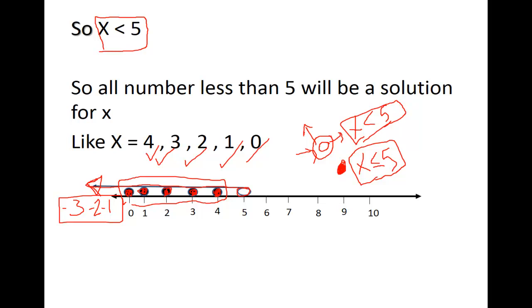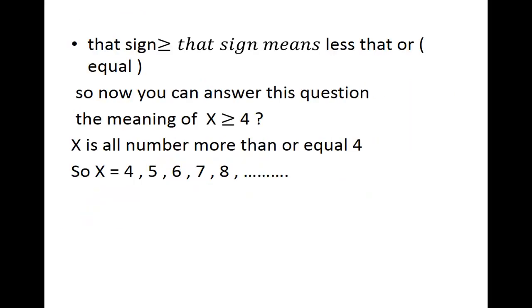So the arrow here means all the negative numbers, or all the numbers below 5, are correct, but we don't have a limit. It means the negative infinity numbers below 0 are correct. Now the equal sign, or more than or equal sign: that sign means less than or more than, or equal. So now you can answer this question.